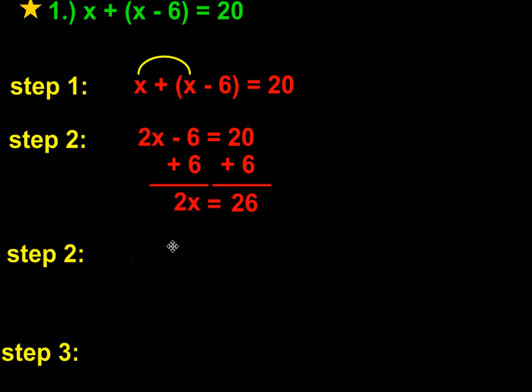For step 3, we bring down the problem. Then we have to isolate the x by dividing by 2. Again, whatever we do on this side, we have to do on this side. And that's going to bring us to x equaling 13.